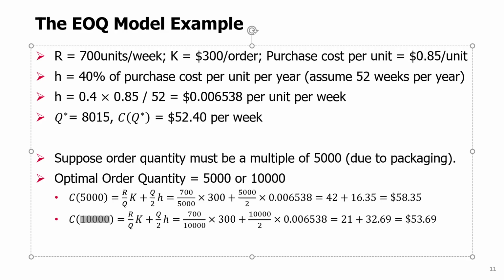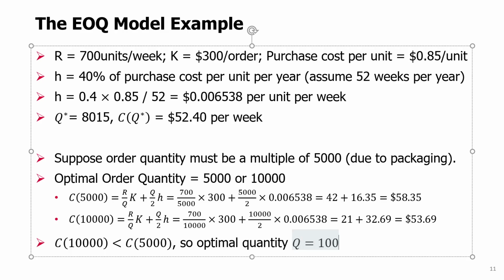But the final conclusion is important: when we compare those two values, we see that the cost at 10,000 is smaller than the cost at 5,000. So the optimal quantity under the new restriction that it has to be a multiple of 5,000 is Q equal to 10,000. It's better to order 10,000 because it brings us $53.69 of ordering and holding cost, the total cost of inventory.